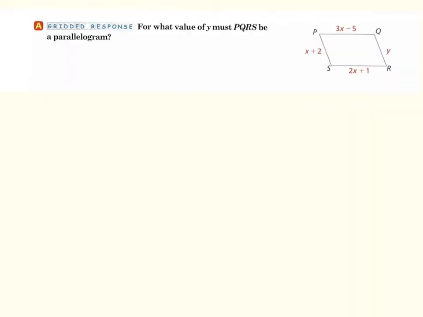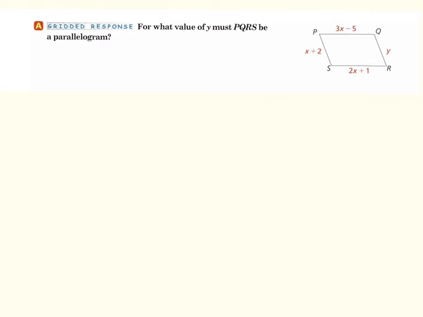Alright, our first example says to find what value of y would make PQRS be a parallelogram. So we know that opposite sides must be congruent in order for the quadrilateral to be a parallelogram. So our first step is to set the opposite sides equal to each other. Now if we set PS equal to QR, we have 2 variables in one equation, and that's not going to work. If we set PQ equal to SR, we only have 1 variable in that one equation.